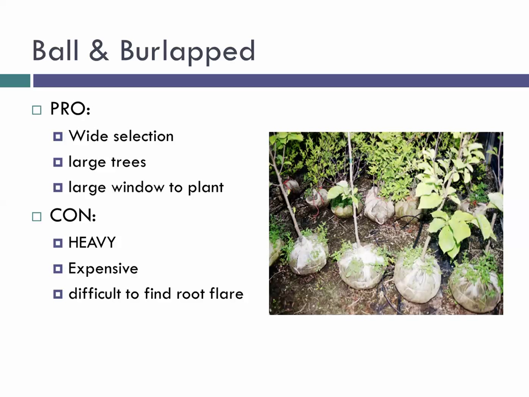Drawbacks, because the soil is in contact with those roots, these things can be very heavy. I've wrestled with 500-pound root balls before, and I know they do come larger. Because they are so heavy, there's a lot of manpower and equipment required to move these things around, so their expenses start to go up. And when it comes time for planting, you're going to have to dissect that root ball in order to find the root flare in order to plant it at the proper grade.